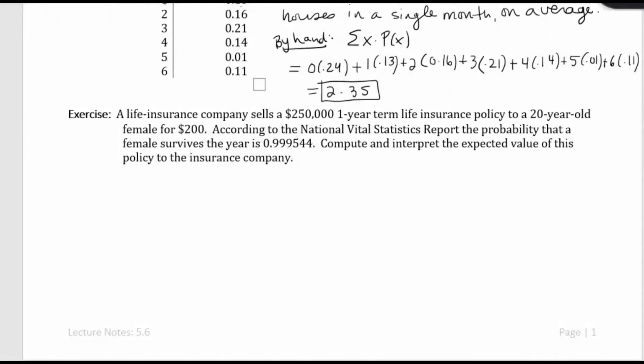A life insurance company sells a $250,000 one-year term life insurance policy to a 20-year-old female for $200. According to the National Vital Statistics Report, the probability that a female survives the year is 0.999544. Compute and interpret the expected value of this policy to the insurance company. Okay, so it's very helpful to use a table to analyze these.